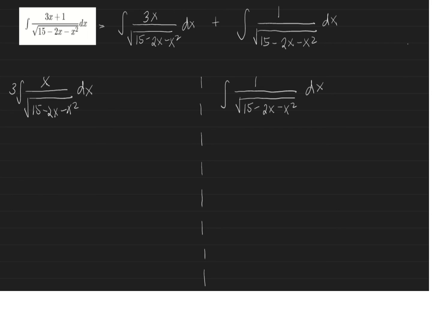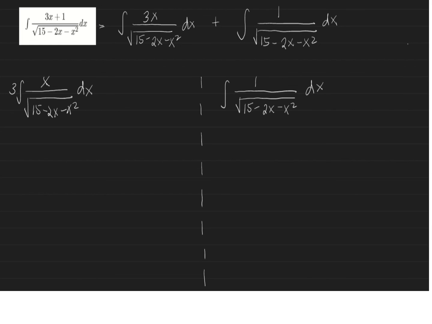So our last example is: find the integral of 3x plus 1 over the square root of 15 minus 2x minus x squared dx. This is a problem that requires the use of the substitution rule for powers, as well as completing the squares and leading to an inverse trigonometric function.